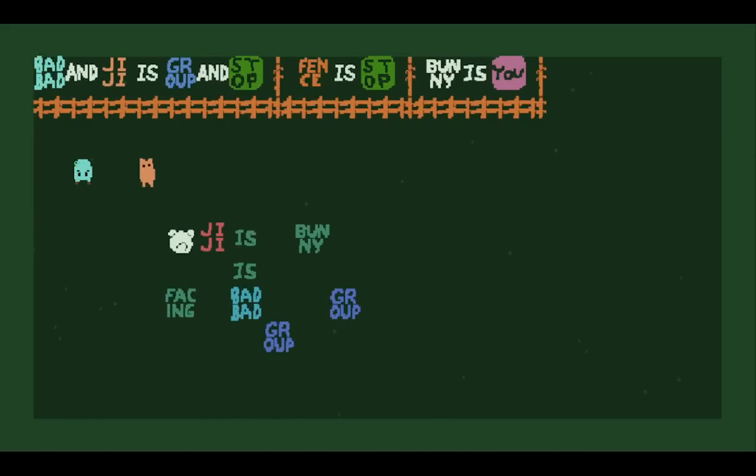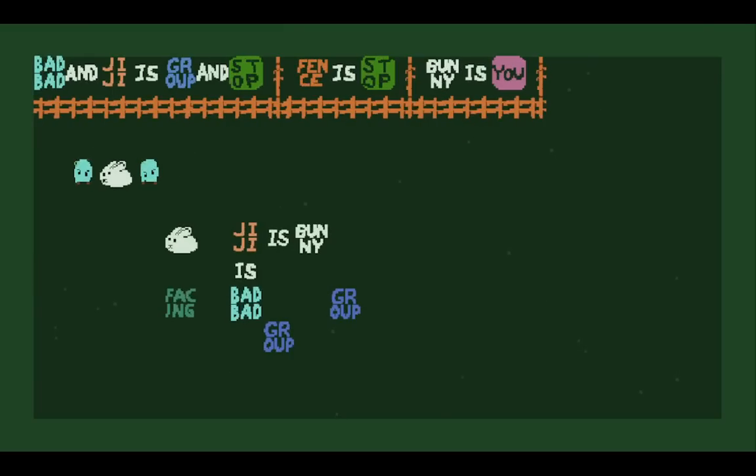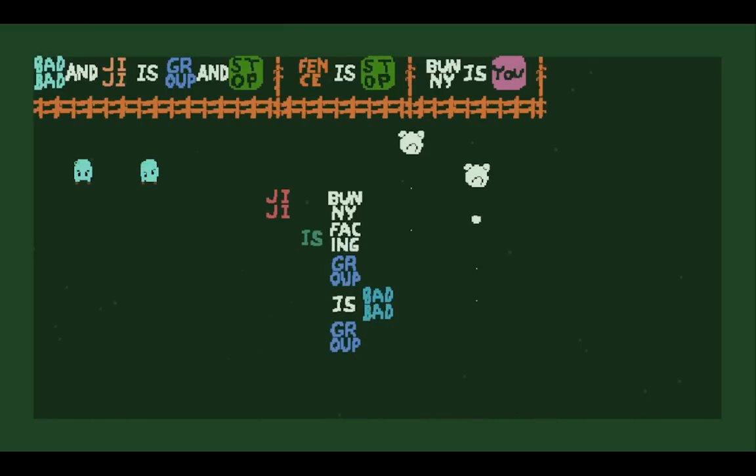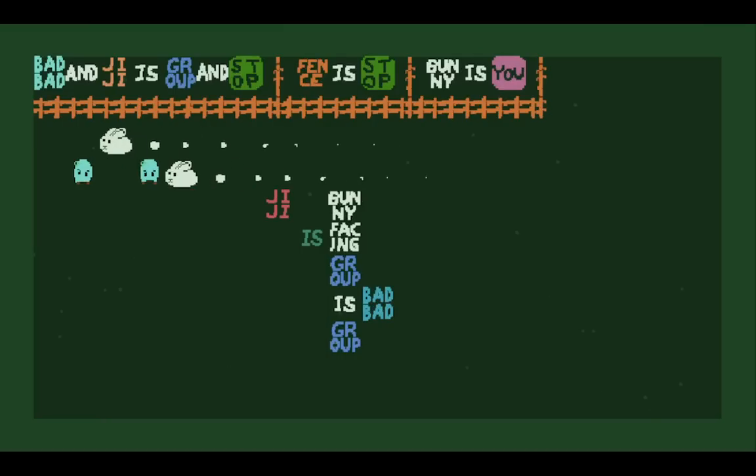I think I actually have the whole level in my head. I don't know how to execute it exactly, but you can make this object duplication, and suddenly both Bad Bad and GG are in the group. Our end goal is to be Bunny facing group is group, like that, but the thing is we need Bad Bad and GG stacked on the same tile.